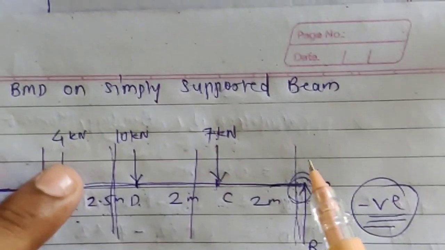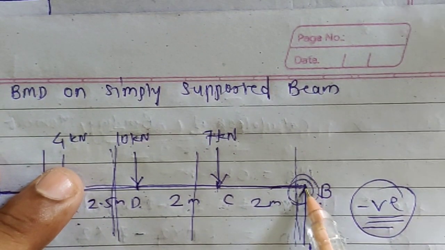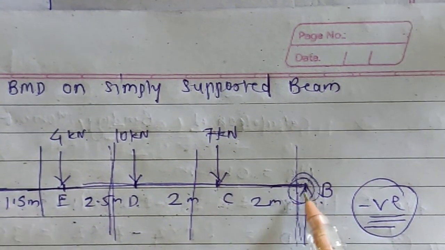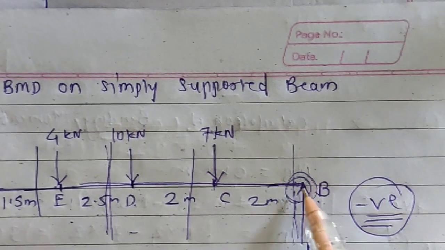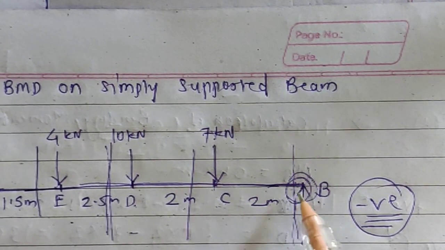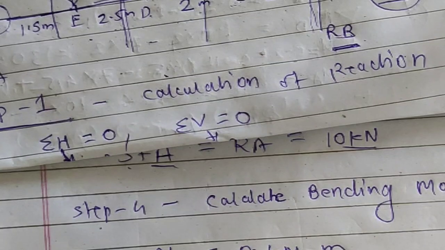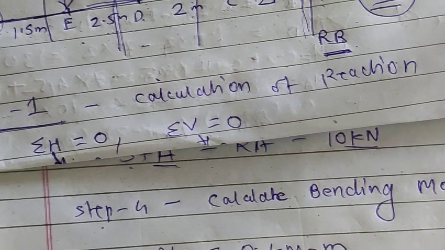So bending moment at B, because it is simply supported at the end, the bending moment will be 0 because there is no point load on B. So bending moment at B is equal to 0.